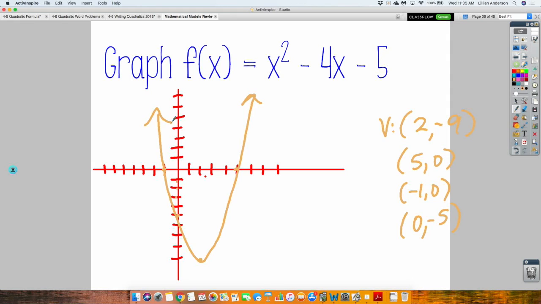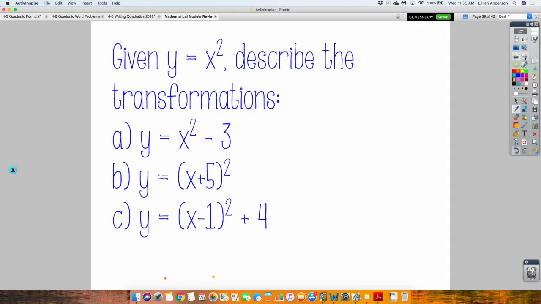Should the graph open up? Why? Because A is positive. A tells you whether it's going to open up or open down, all right? Your negative numbers are on the left side of the y-axis, and your positive numbers are on the right side of the x-axis, the y-axis, okay?